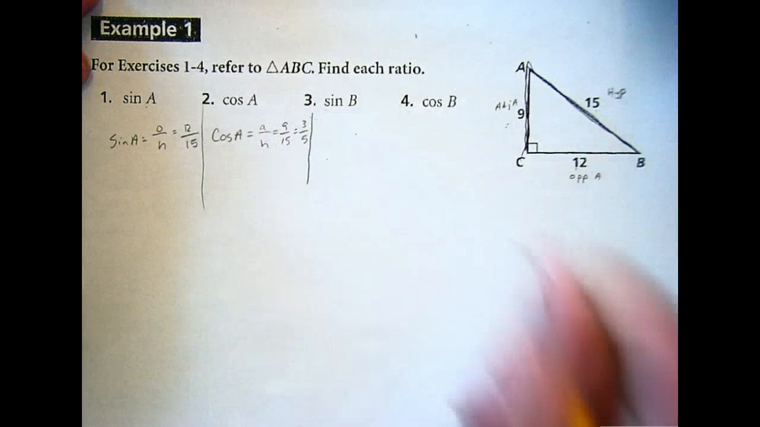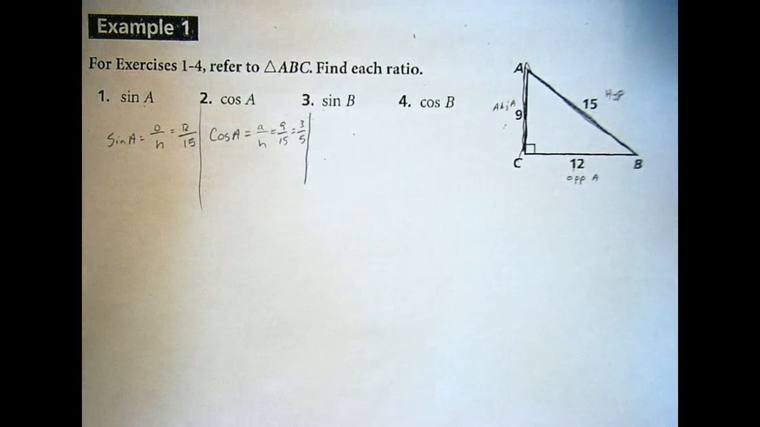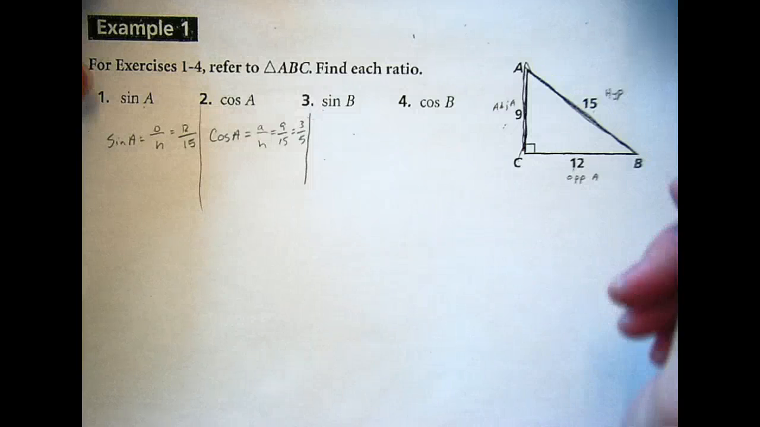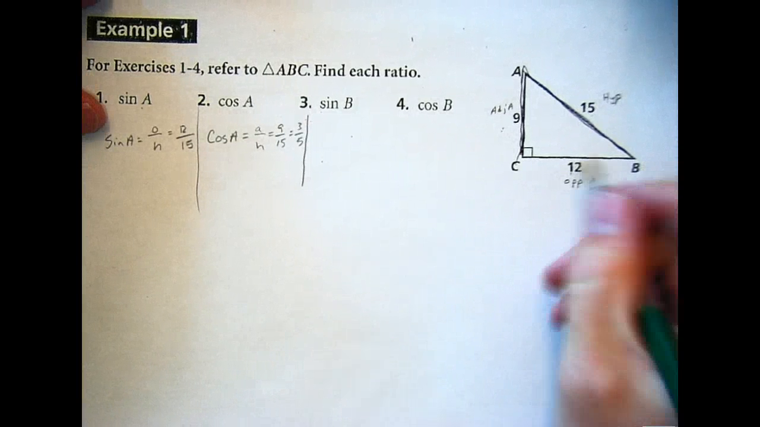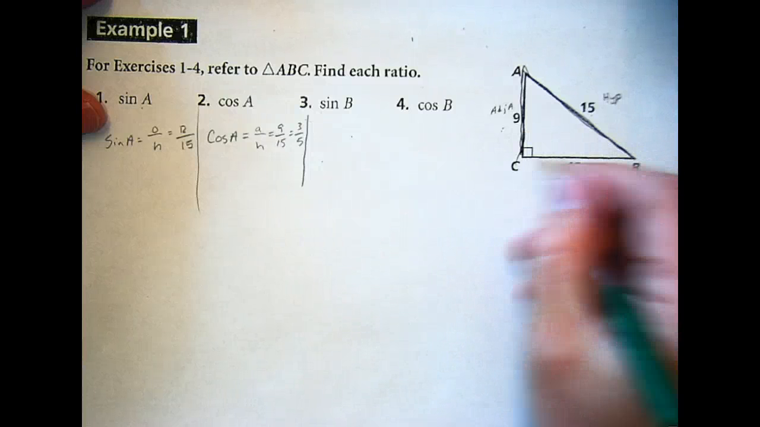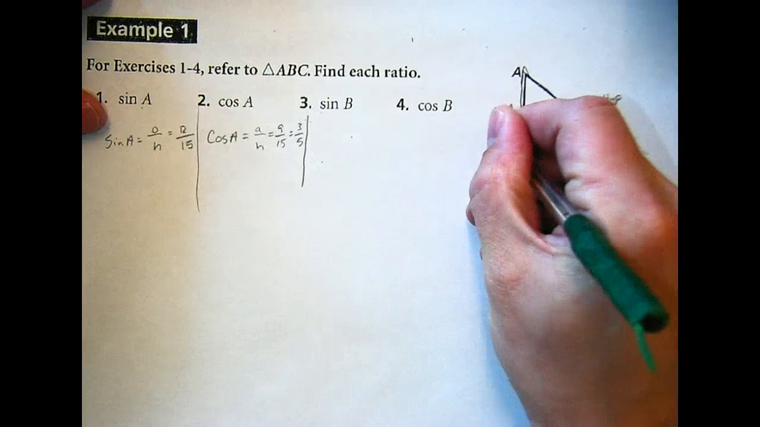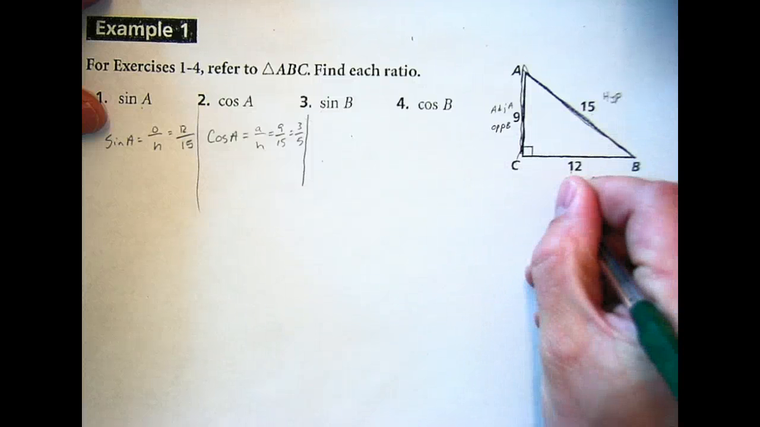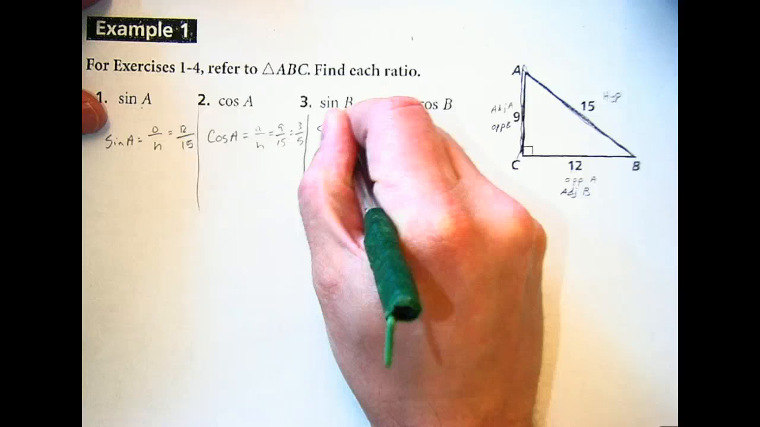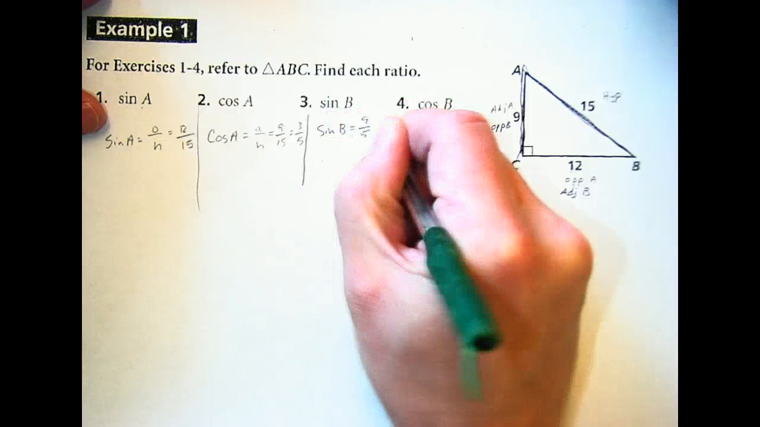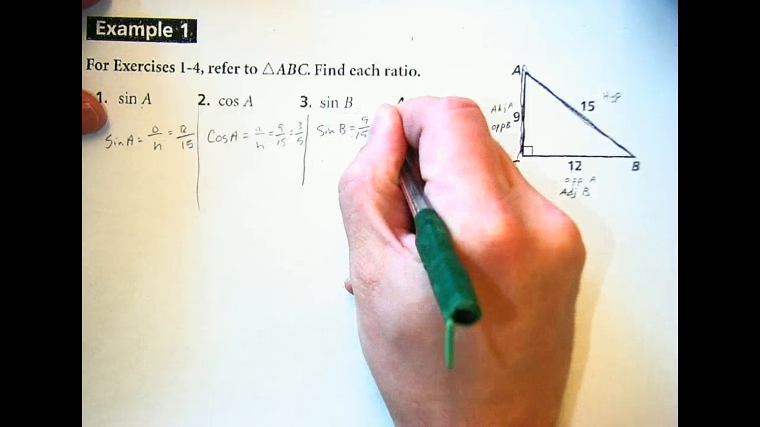All right. How about sine B? Let's go with person 16. Riley, that's you. 9 over 15, yeah. So in sine B, this is opposite of B, and this is adjacent to B. So sine B equals 9 over 15, or 3 over 5.